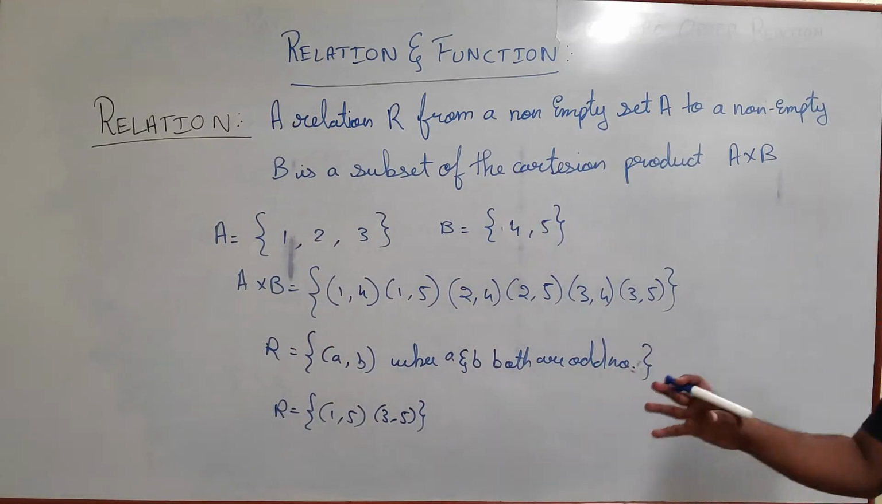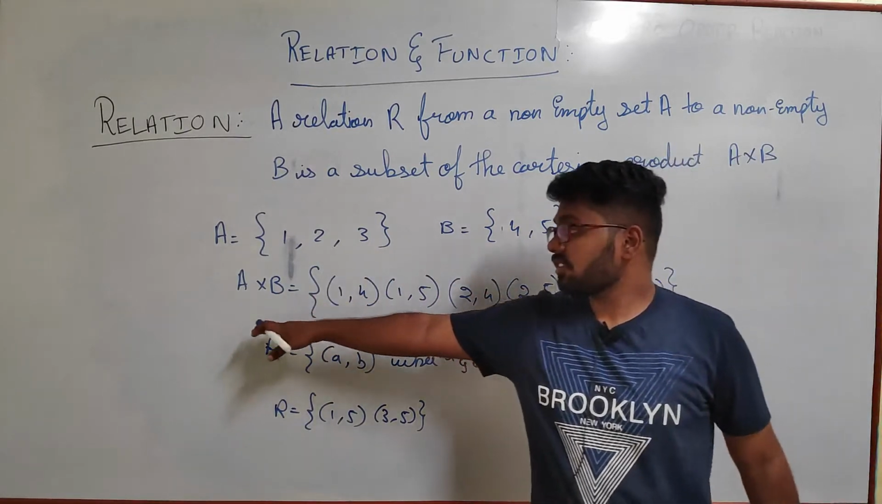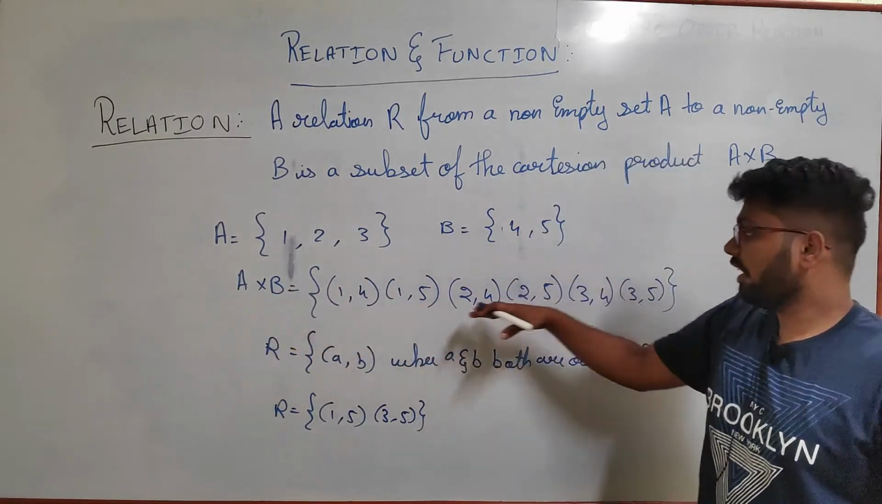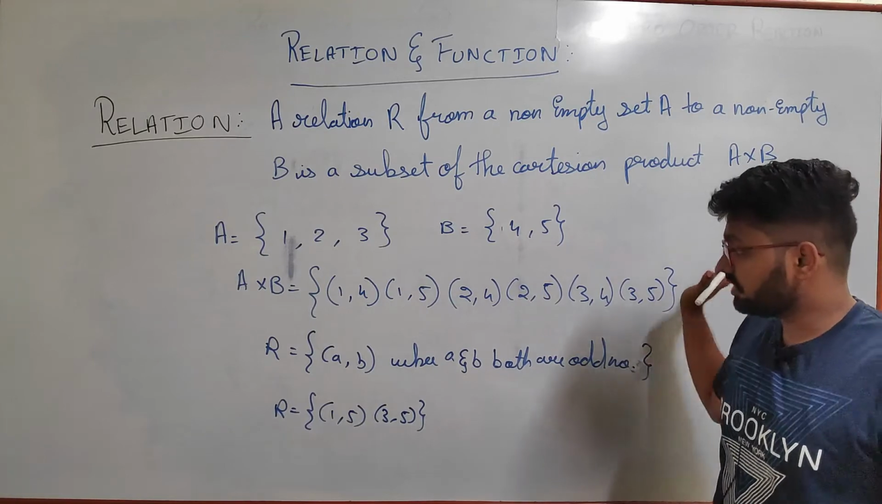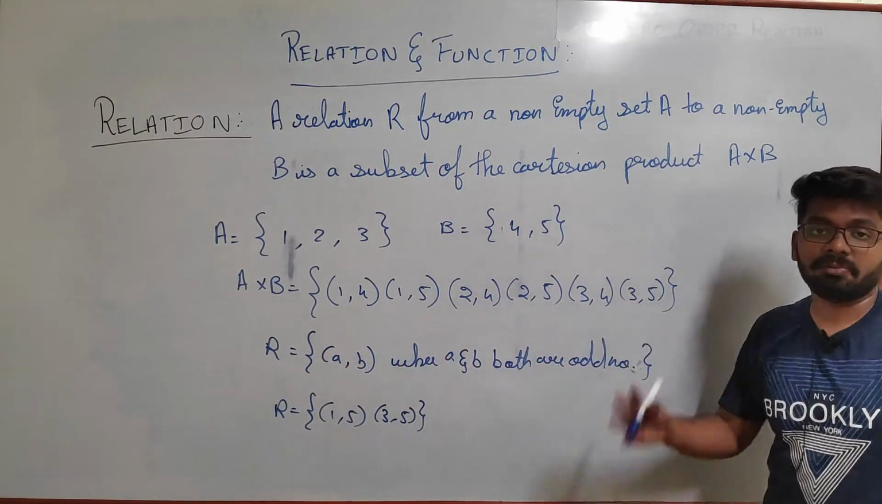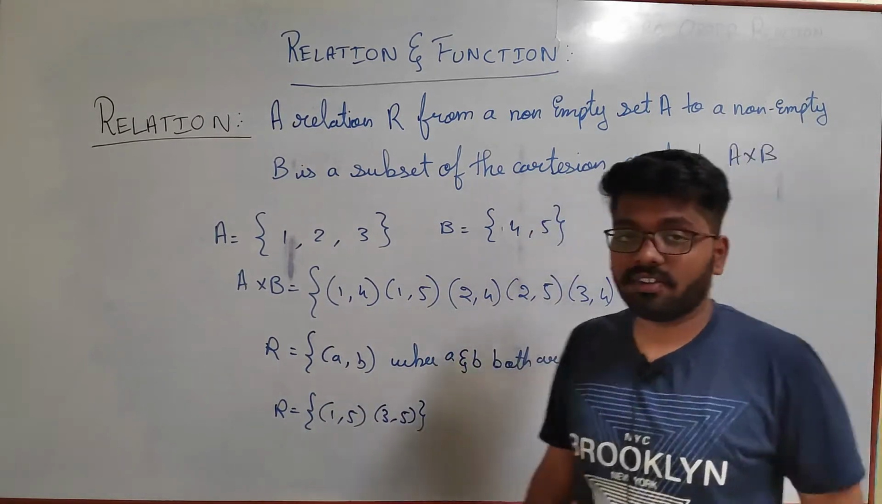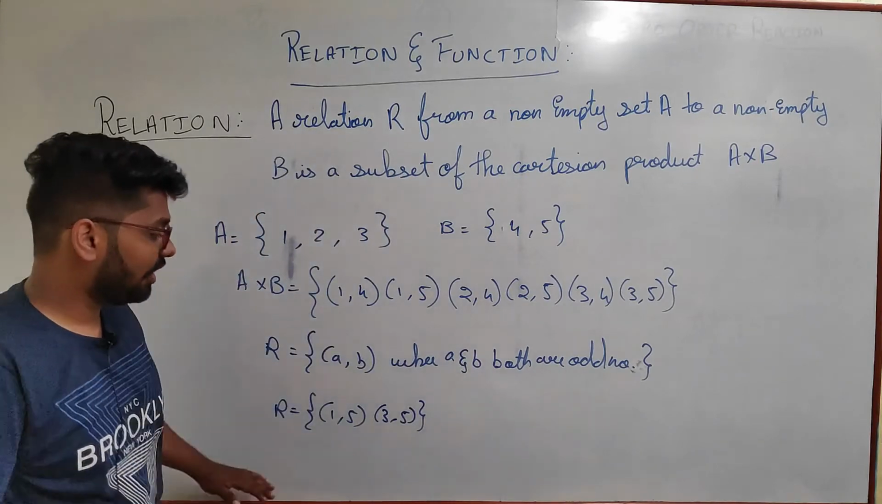So now if you see here, A and B are two different sets for which we took the Cartesian product, and we have got this Cartesian product. I defined the relation as (a, b) where a and b both are odd numbers. So therefore R, what did I get? (1, 5) and (3, 5), which is our relation.